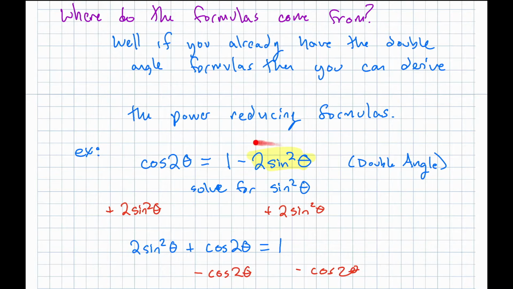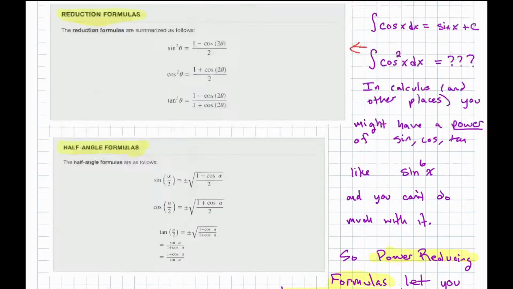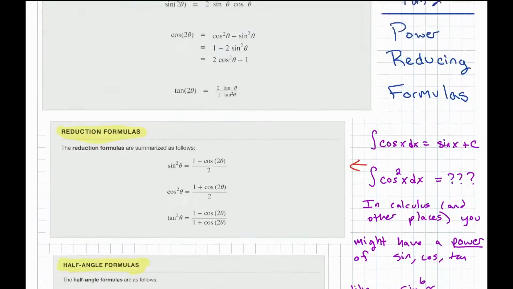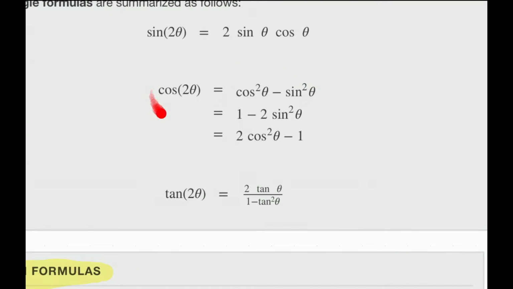You start with this formula, which is a double angle formula: cosine 2 theta equals 1 minus 2 sine squared theta. You can find that up here in the double angle formulas. It's all these middle ones, right? Cosine 2 theta is 1 minus 2 sine squared theta. Also, cosine 2 theta is 2 cosine squared theta minus 1. Basically one of these has a sine, one of them has a cosine, and that's where you're going to get the two formulas for sine and cosine.